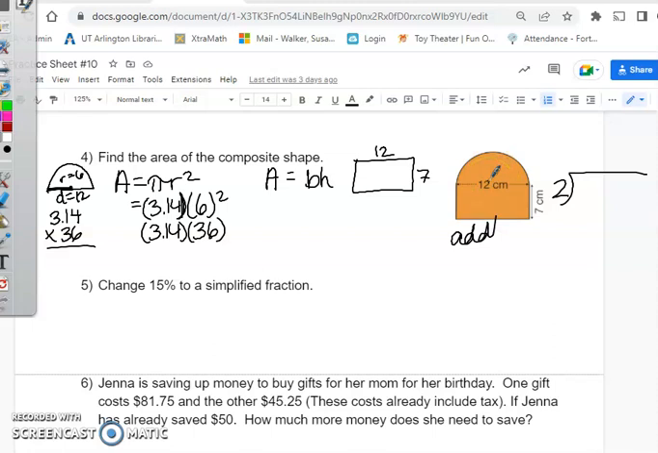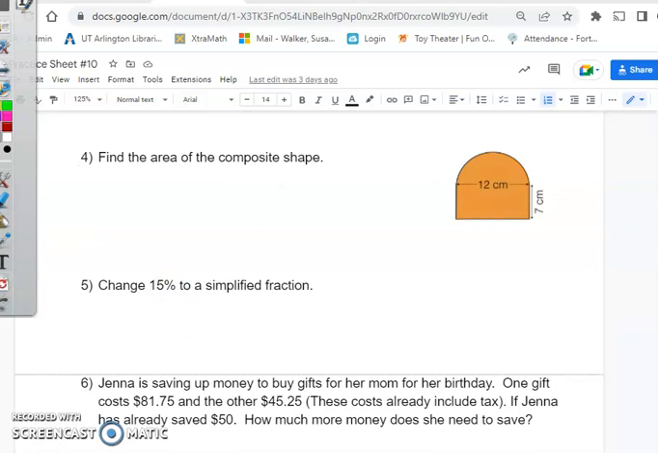Hopefully we're professionals at number 5. Change 15%. Percent means I compare it to 100. Hopefully we all know that. Now your job is to simplify this. These will not divide by 2. They're not even. One of them is not.